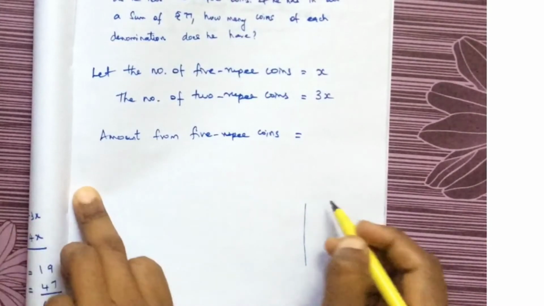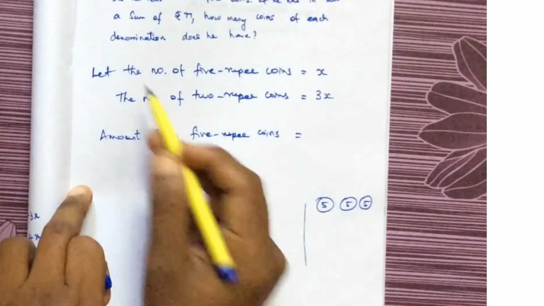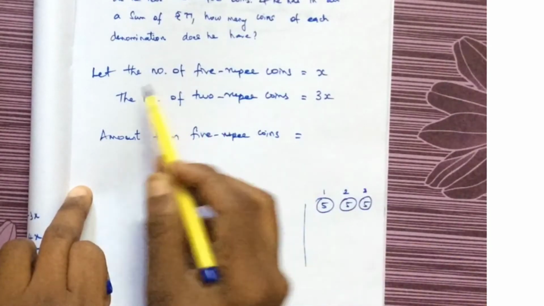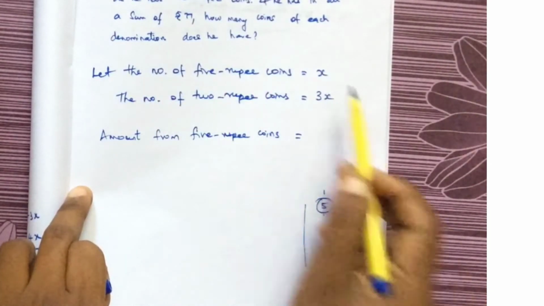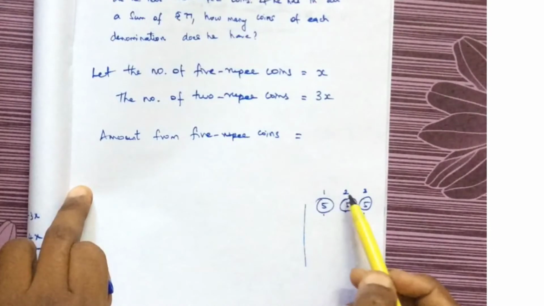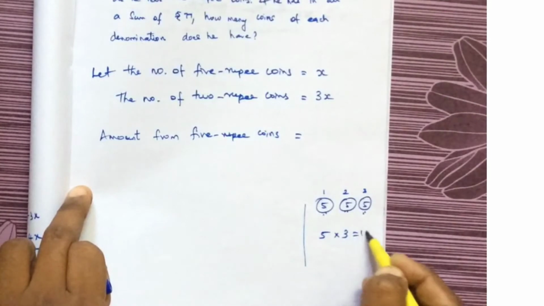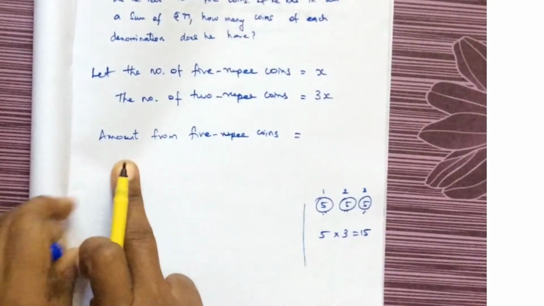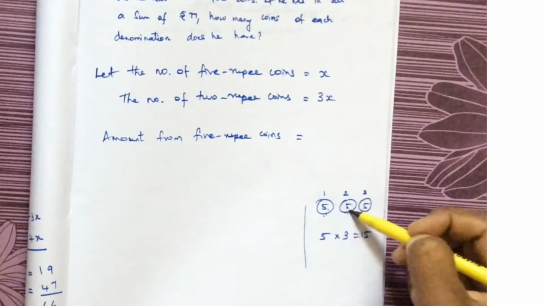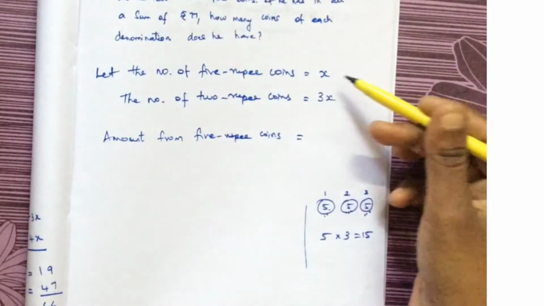Just I will show you here. Suppose I am having 5 rupee coins here, and the number of 5 rupee coins is 1, 2, 3. Instead of 3 I am having x here. So what is the amount from these 5 rupee coins? Now I should count 1, 2, 3. The number of coins is 3 multiplied by this 5, so the total amount is 15. That is the amount from the 5 rupee coins. So this x is only the number of coins. Instead of 3 I don't know what is here, so I am keeping it as x.